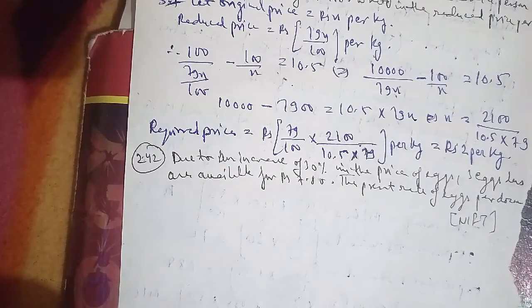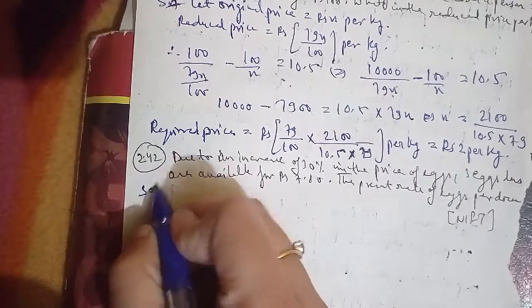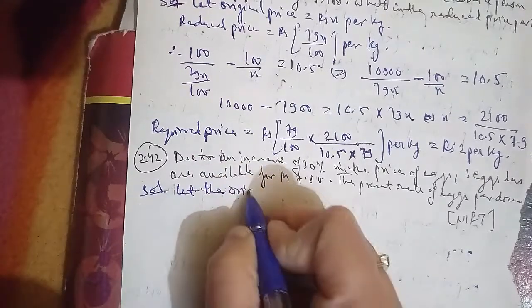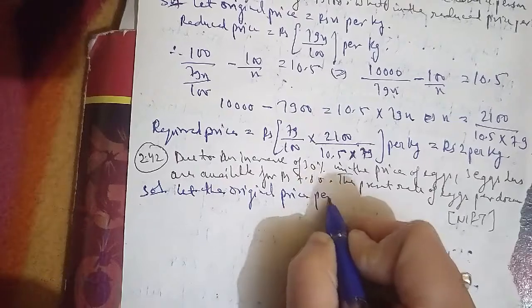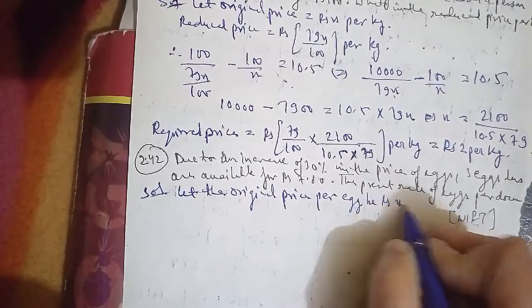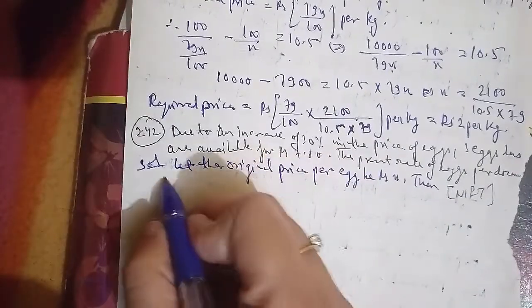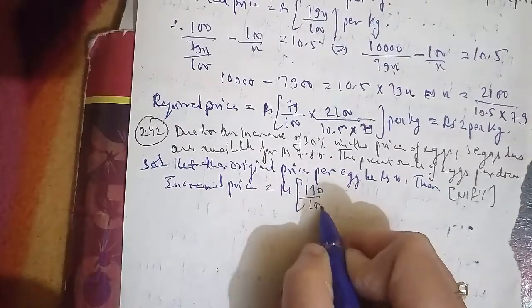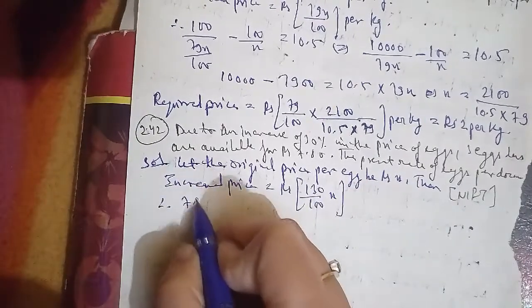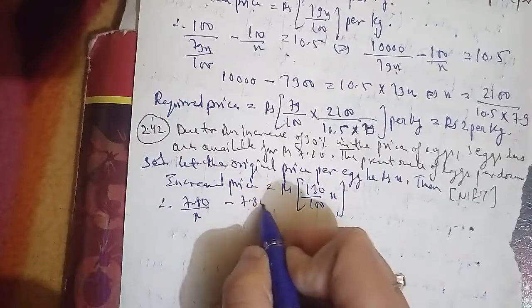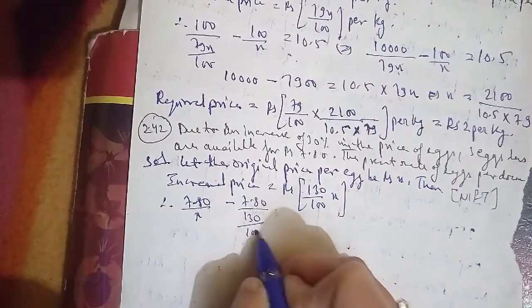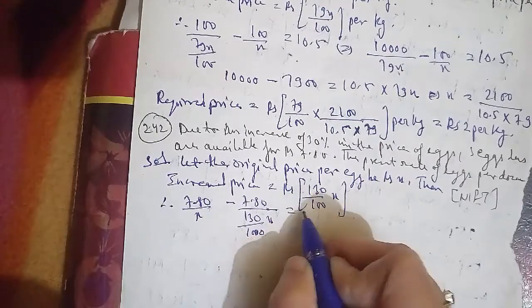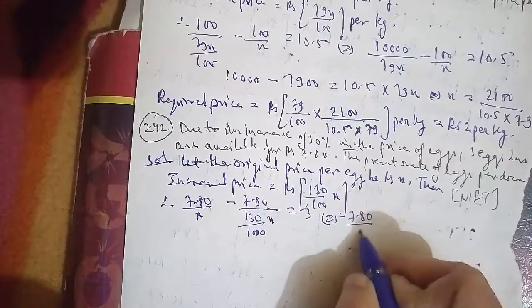Price per egg be rupees x. Then increased price equals rupees 130 upon 100x. 7.80x minus 7.80 upon 130 upon 100x, which is equal to 3. 7.80x minus 780 upon 130x is equal to 3. 1014 minus 780 equals 3 into 130x. 390x equals 234 and x is equal to 0.6.